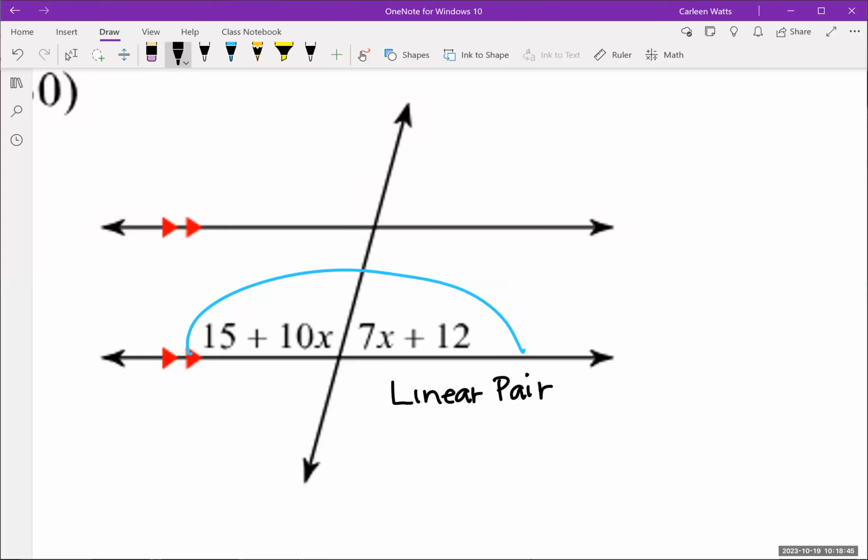So a linear pair, their sum is 180. So we add them together. Can you see that they don't even look congruent to each other? We add them up and their sum is 180.